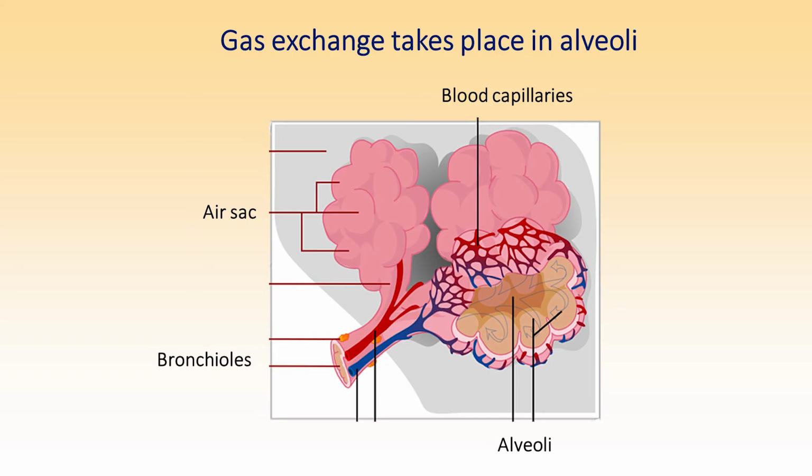The second stage of respiration is the gas exchange that takes place in the alveoli. Let's revise the structure of the alveoli. Alveoli are the air sacs that are formed by the continuation of the tertiary bronchioles. There are several blood capillaries forming a network around the alveolar sacs. This is how the gas exchange takes place at the respiratory surface, which is the alveoli.